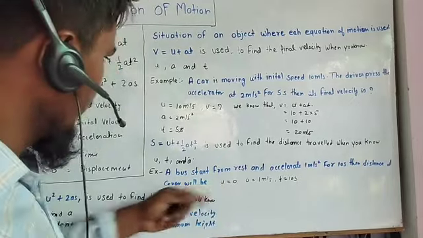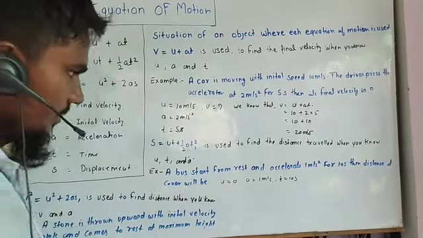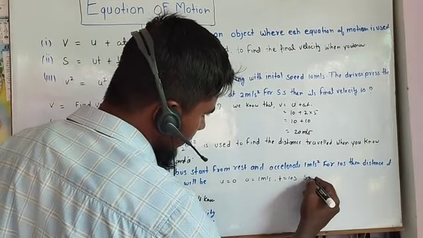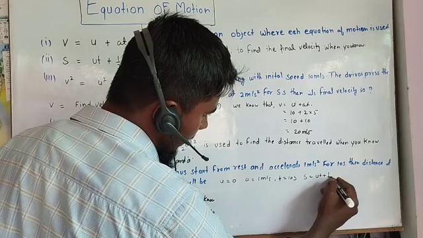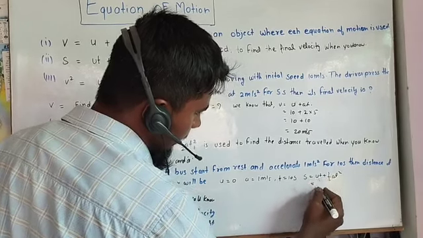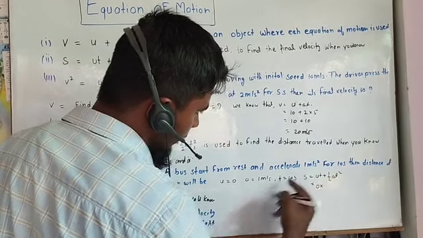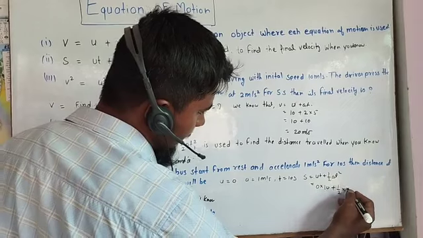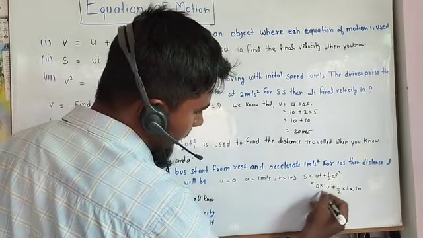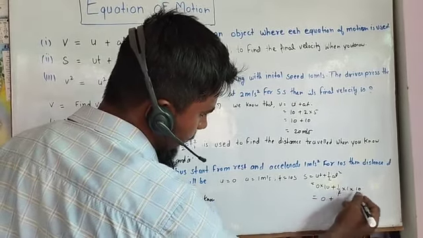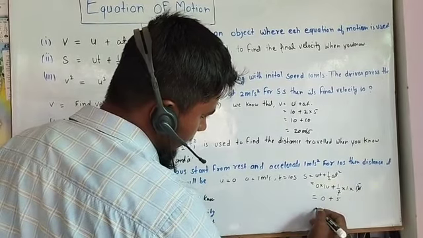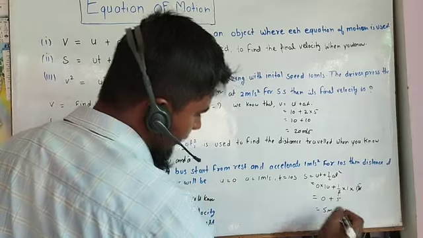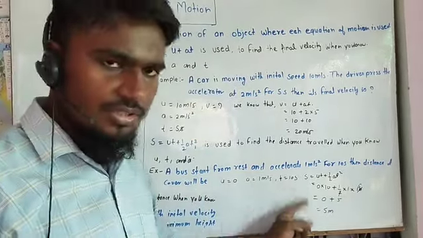These parameters are given, so we will use s is equal to ut plus half at square. Here u is 0, t is 10 seconds, plus half times a, which is 1 meter per second square, times t square, which is 10 squared. 0 times 10 is 0, plus half times 1 times 100, which is 50. Then the final answer will be 50 meter. This is the displacement or distance.